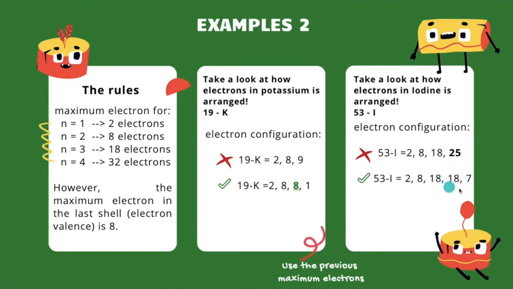We write 18 here because we follow the previous maximum number of electrons. Jadi nanti memecahnya itu di kulit yang keempat mengikuti maksimum di kulit sebelumnya. Kalau nggak bisa 18, berarti sebelumnya lagi 8. Ini karena masih bisa 18, berarti ditulis 18, sisanya. And the rest will be in the last shell, just 7. So it is just 7, and it is still correct because 7 is smaller than 8.